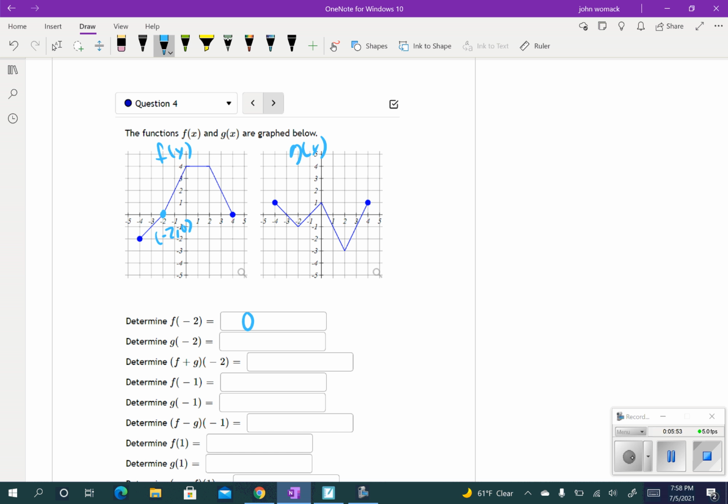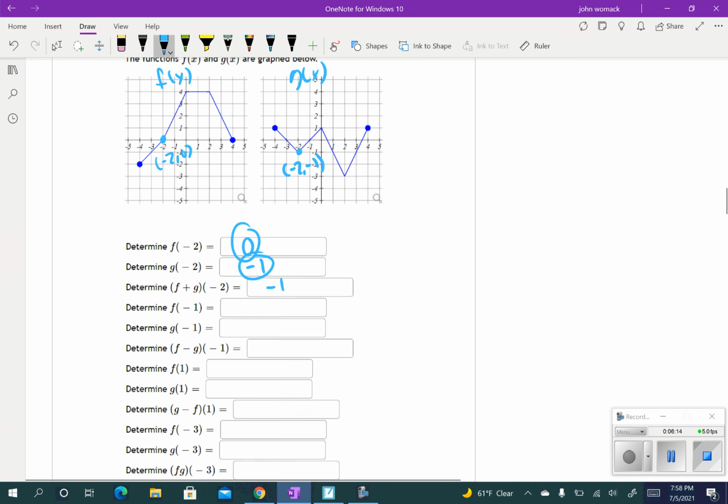G of negative 2, that's that point right there. That's negative 2, negative 1. So I plug in negative 2, I get negative 1 back out. Well, what is f plus g of negative 2? Well, I know what f of negative 2 is. It's 0. And g of negative 2 is negative 1. Just add them together. Same thing there, except you're going to subtract them.